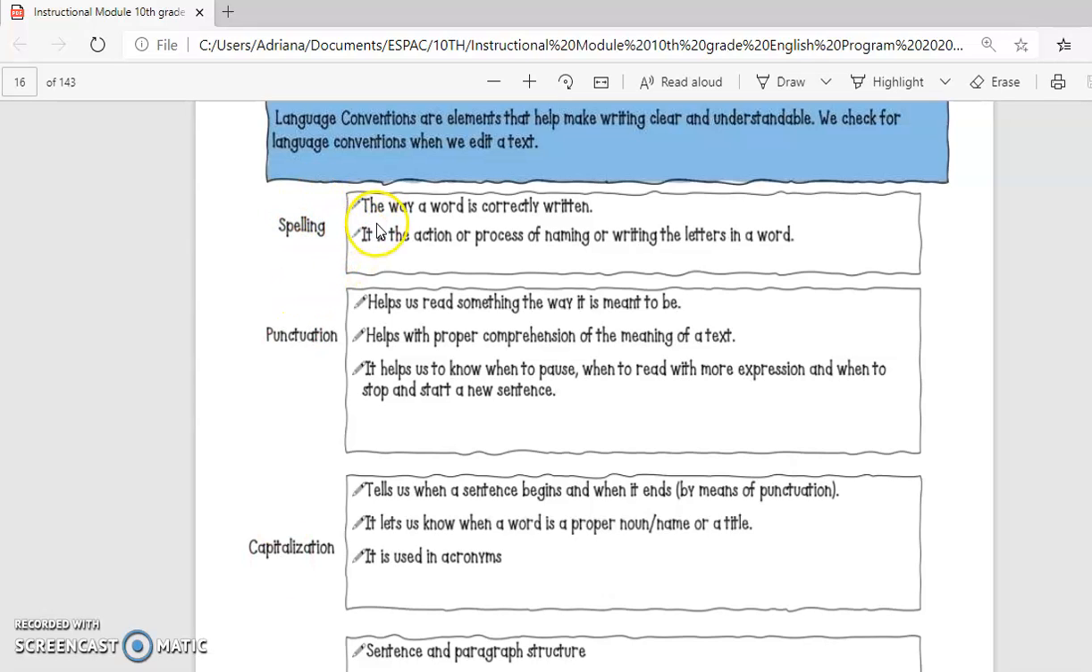Here in spelling, it explains that it is the way a word is correctly written. It is the action or process of naming or writing the letters in a word.